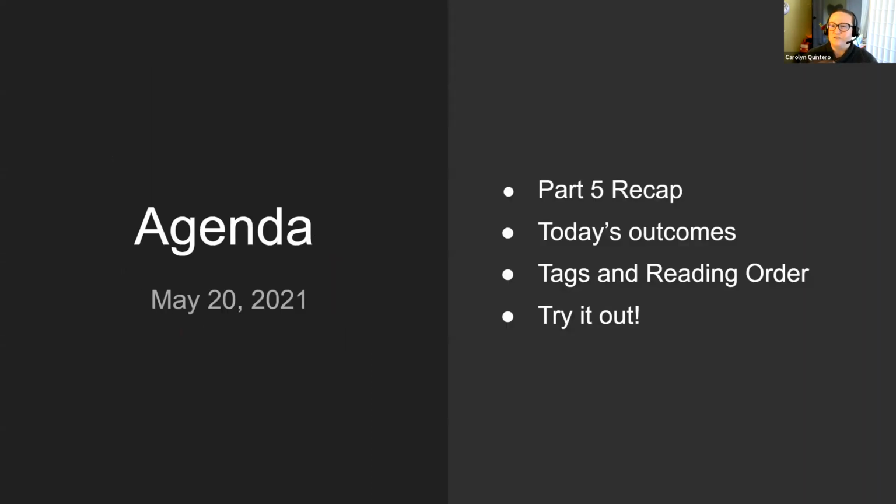Today, we are going to do a quick recap of what you did in part 5 two weeks ago, and then we'll go over what today's outcomes are. Then I'll spend probably about 10 minutes giving an overview of what tags and reading order are in Adobe. Then we'll have a demonstration, and hopefully we'll wrap up soon so you guys can try it out on your own, play around with it, and ask any questions you might have.